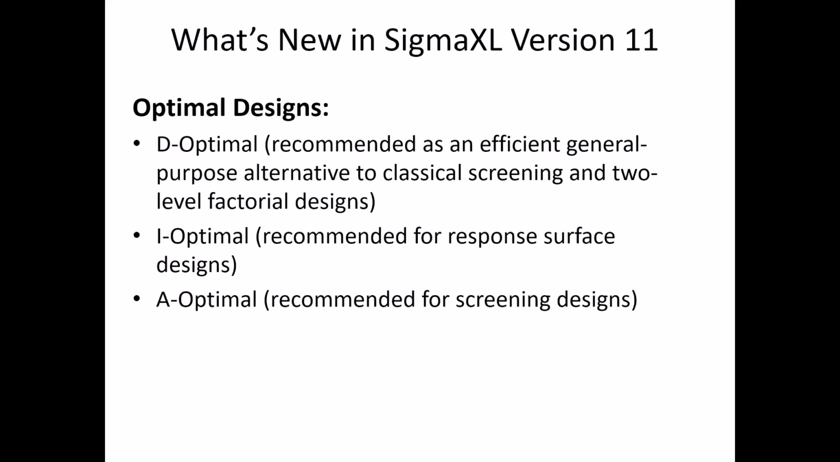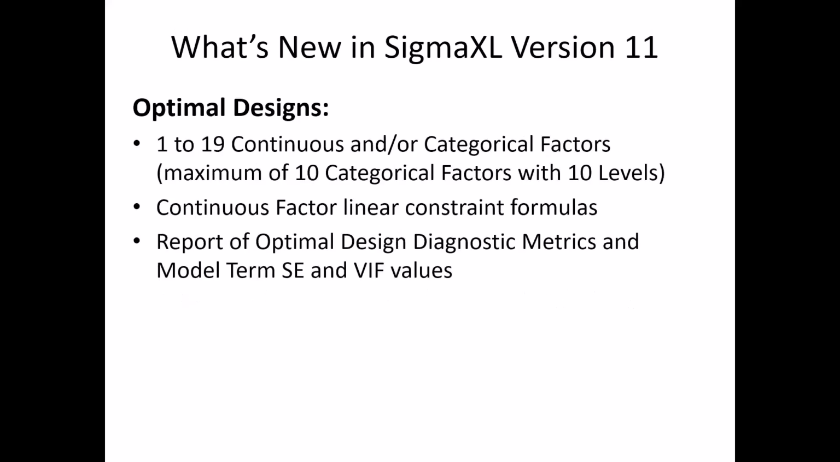So if you have a tight budget or the runs are very expensive, then the D-optimal gives you a good design that is typically much more efficient than you would get when you use a classical design of experiment. I-optimal is recommended for response surface designs where the focus is on minimizing the prediction variance, and A-optimal is recommended for screening design. So under optimal designs, 1 to 19 continuous and or categorical factors.